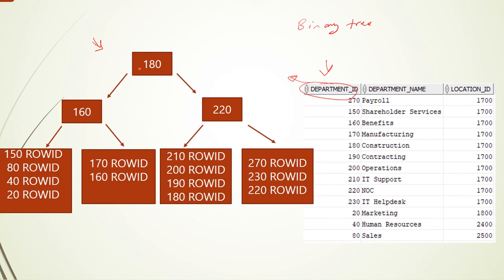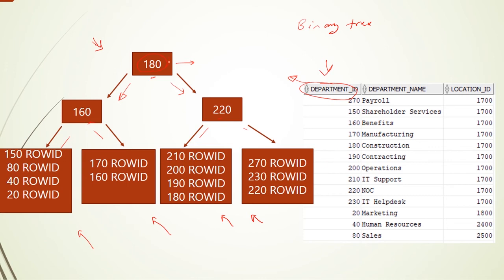Binary tree means each node is divided into two child nodes. Here, for example, this node is divided into two child nodes, this node is divided into two child nodes, and this node is divided into two child nodes. That's why it's called a binary tree. This is the root node, and these are the leaf nodes. The binary tree index is created based on the department ID.